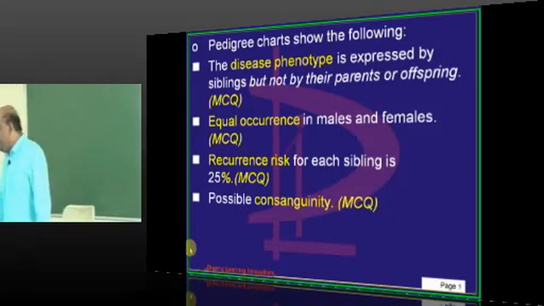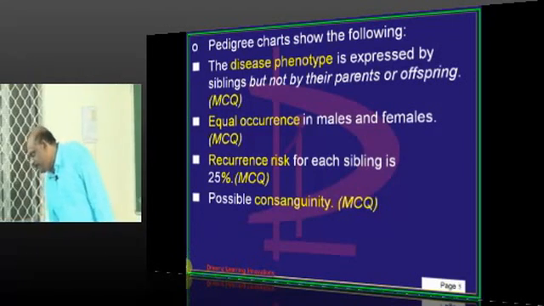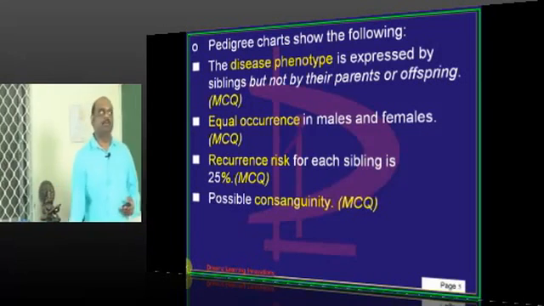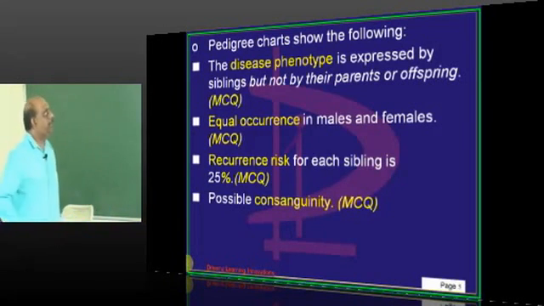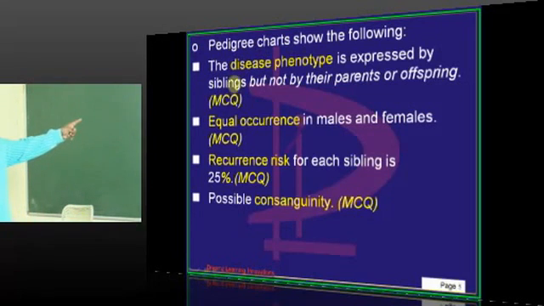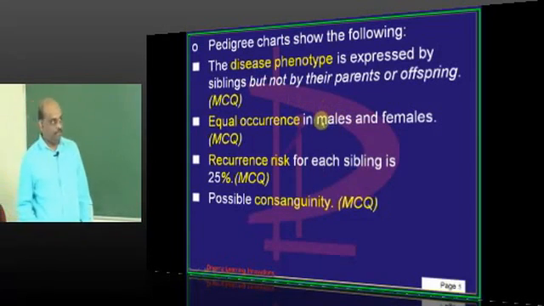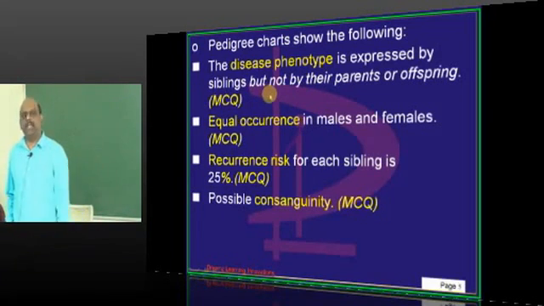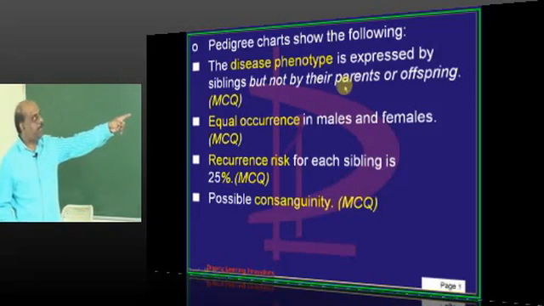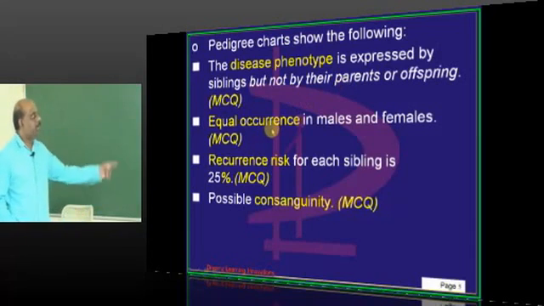If you do a pedigree, what will happen, doctor? Pedigree. Typically in autosomal recessive, the disease phenotype is expressed by the siblings, but not by the parents or offspring. What is the reason for that? Because parents are heterozygous, the expressing child is homozygous. That's the reason parents do not show any disease manifestations.